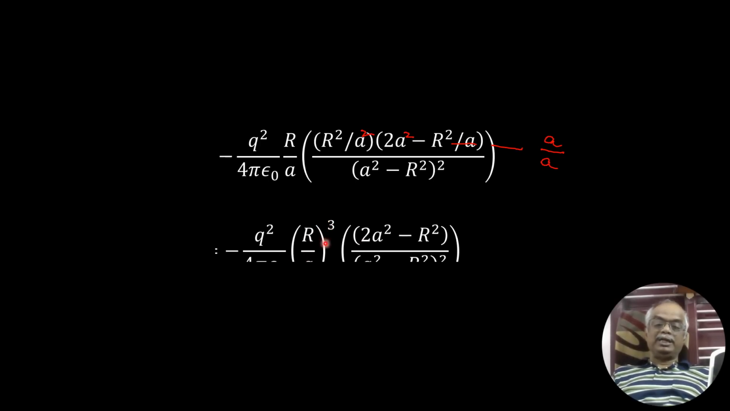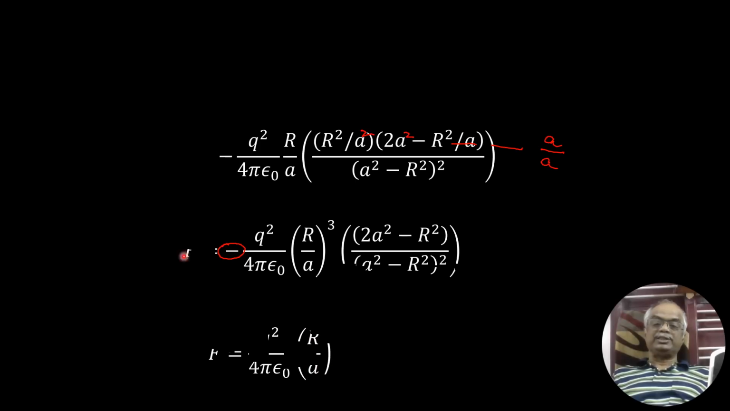So you will get minus q squared over 4 pi epsilon naught, (r over a) whole cube, times (2a squared minus r squared), divided by (a squared minus r squared) whole squared. So you ignore the negative sign because we are finding the force of attraction. You can ignore this negative sign, so you will get the force without this negative sign.